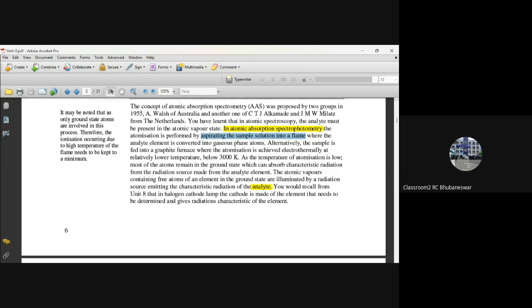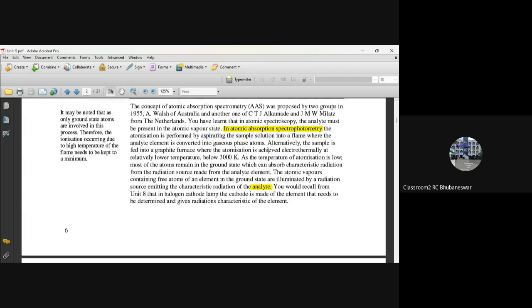here you are just dealing with gaseous atoms, and you are going to make use of flame or electrothermal methods. You have to do atomization for that sample. Even if it is in solution phase, you have to make it into the vapor phase, do the atomization, then put radiation on it, and only then will absorption and excitation happen. That is what we studied in our previous class.